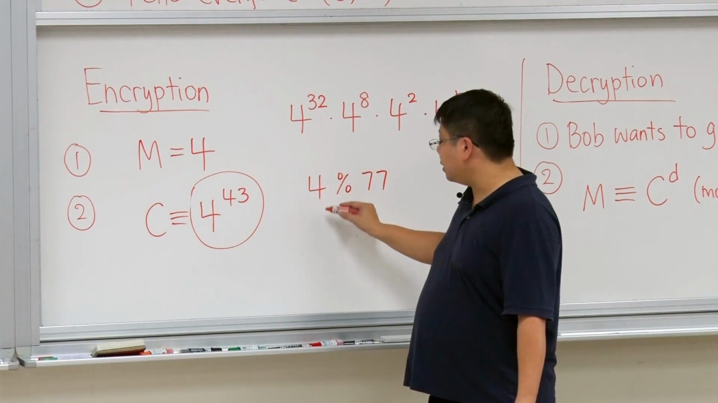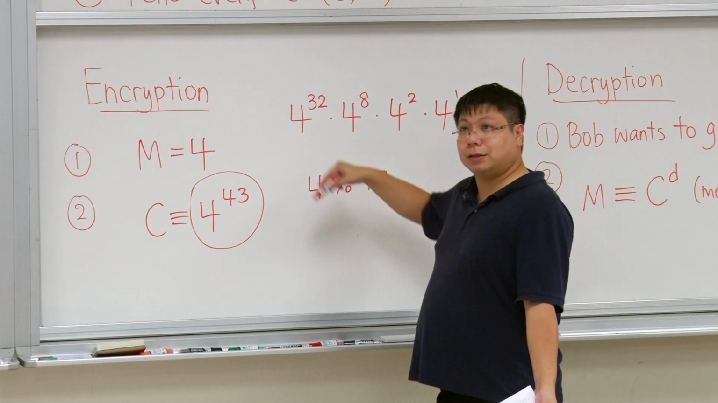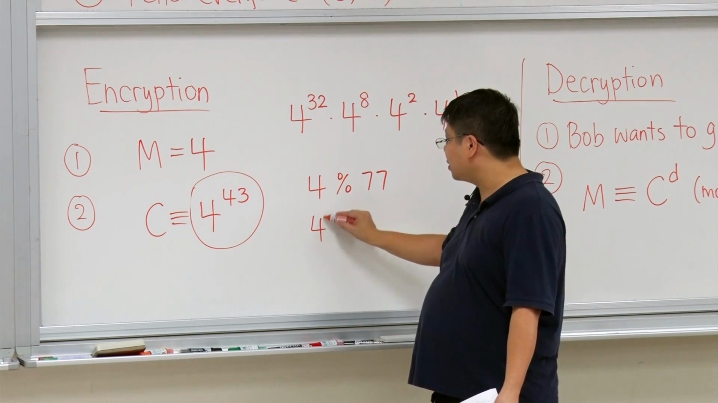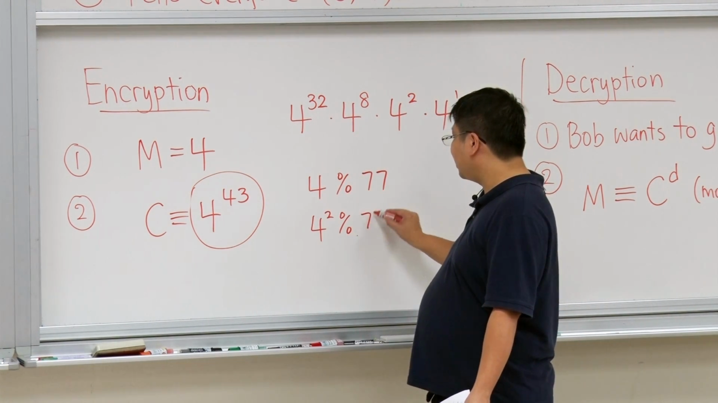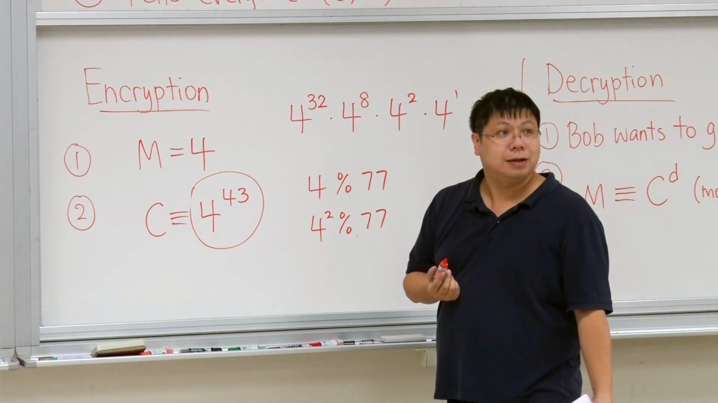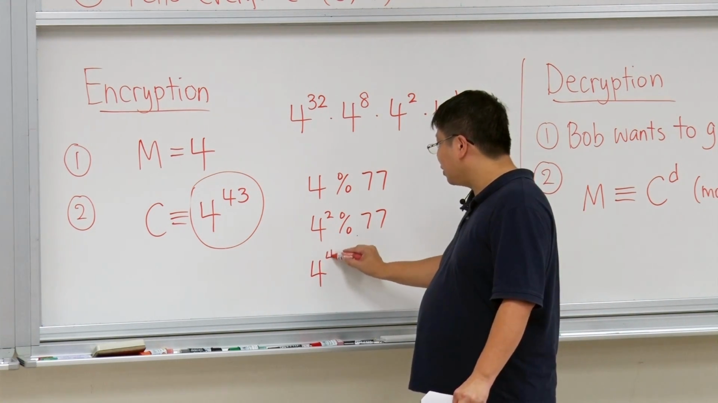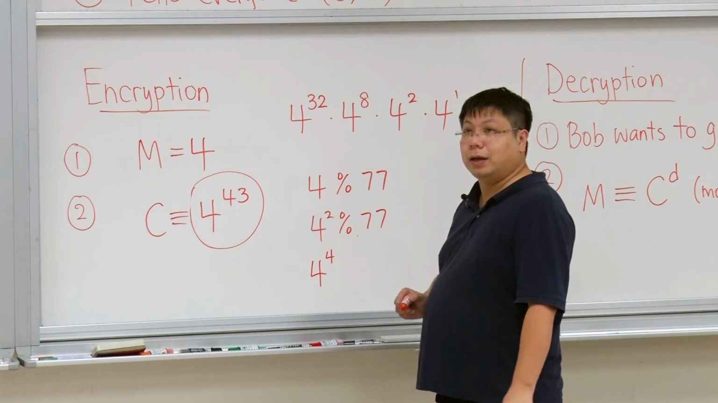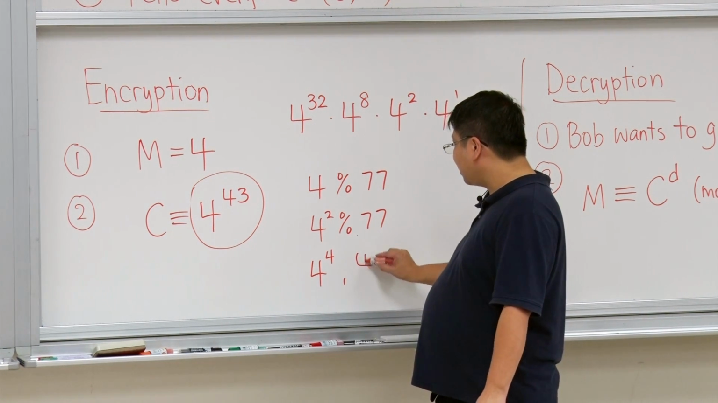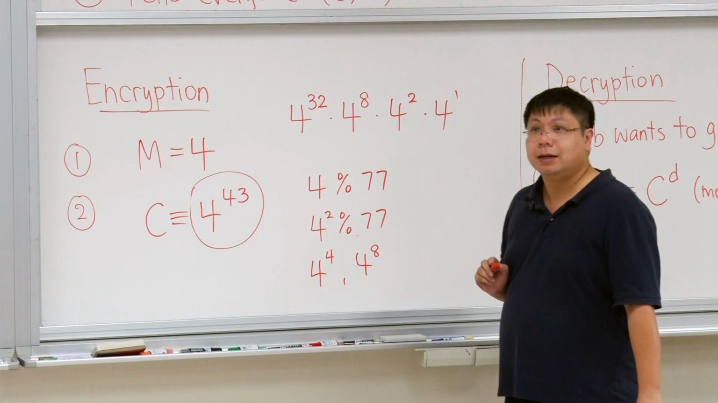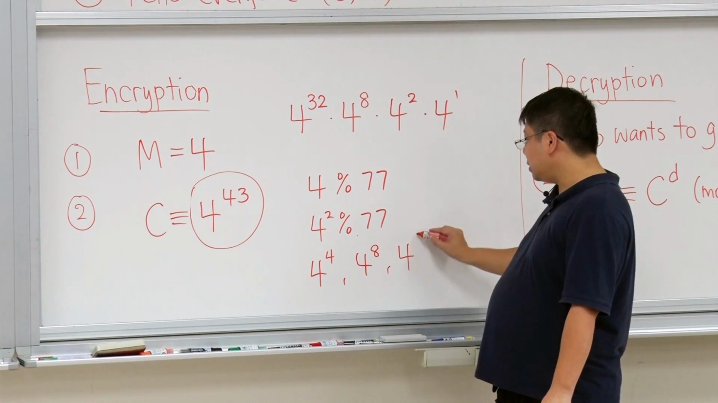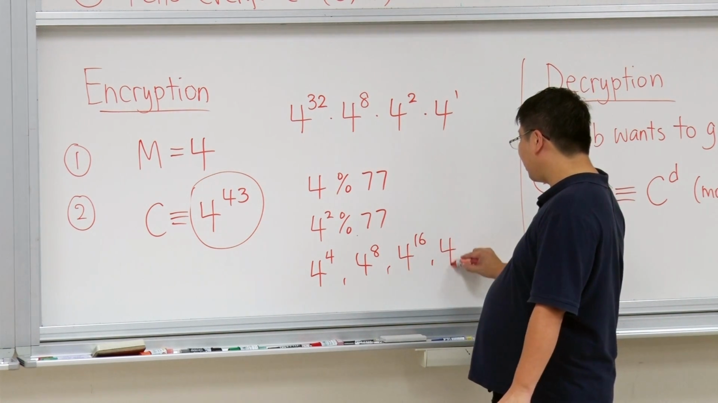And then you get this number, you square it. The square of this number gives you 4 squared modulo 77. Is that okay? And then you have this number, you can get the square of this number. So you get 4 to the power 4. And then from 4 to the power 4, you can get 4 to the power 8. Is that okay? 4 to the power 8, you can get 4 to the power 16, and then you can get 4 to the power 32.